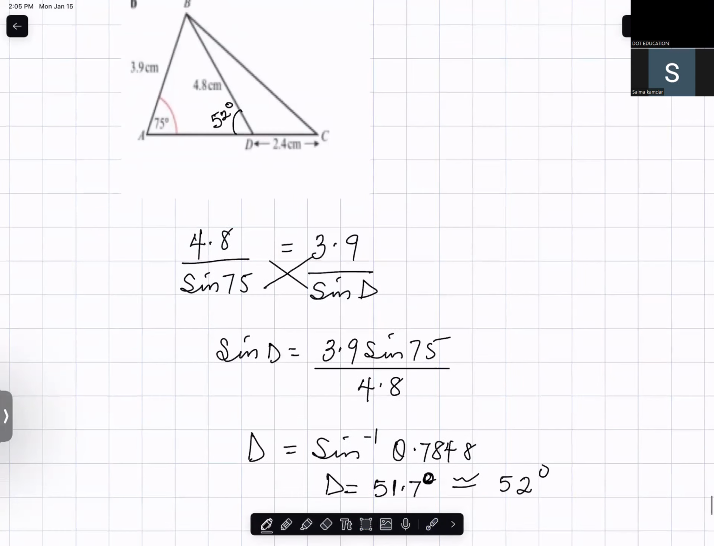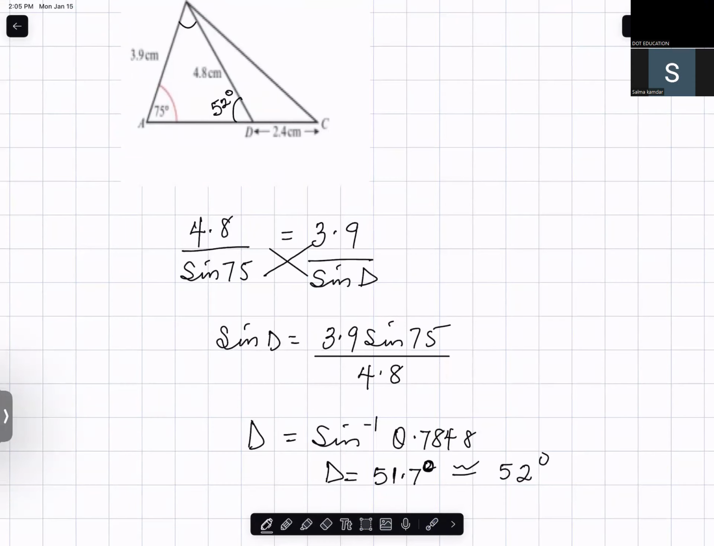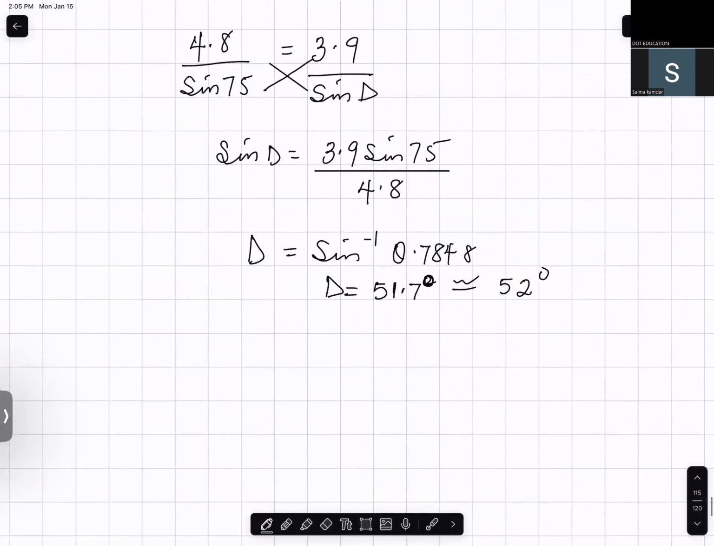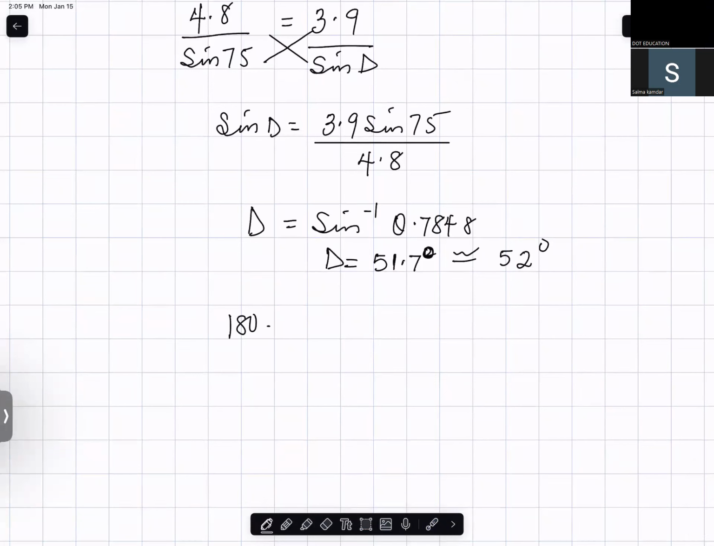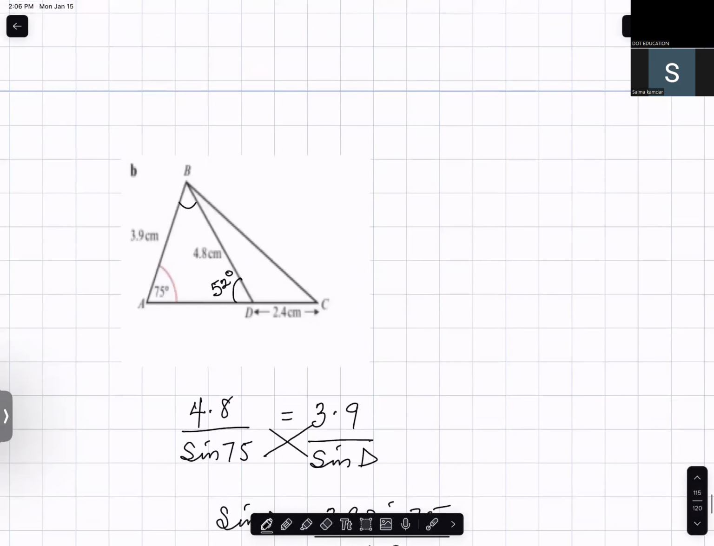Having gotten this angle, we can find the third angle here. I will note that the sum of angles in a triangle is 180. So finding the angle at that point, I have 180 minus 52 plus 75, which gives 53 degrees. So this angle is 53 degrees.